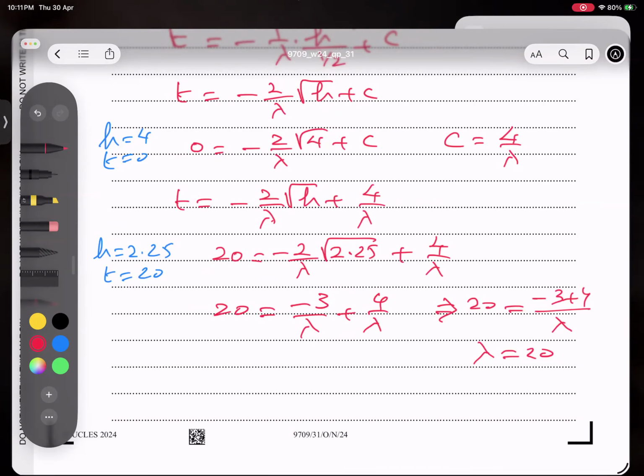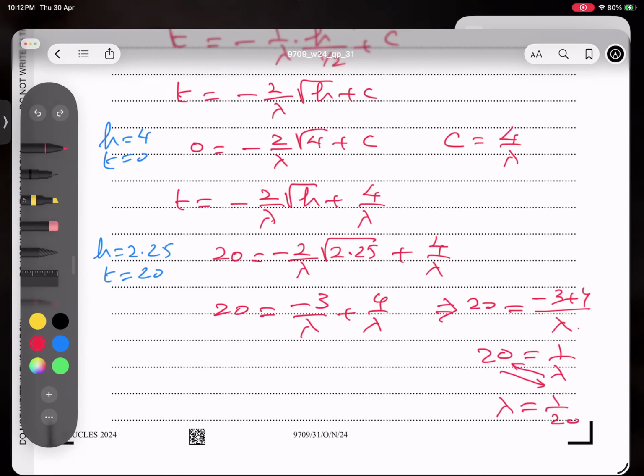Okay, students, this is clear. Look at it once again. I got 20 equals 1 by lambda. Lambda goes there and 20 comes down. So lambda is equal to 1 by 20. So I can plug in this value there.